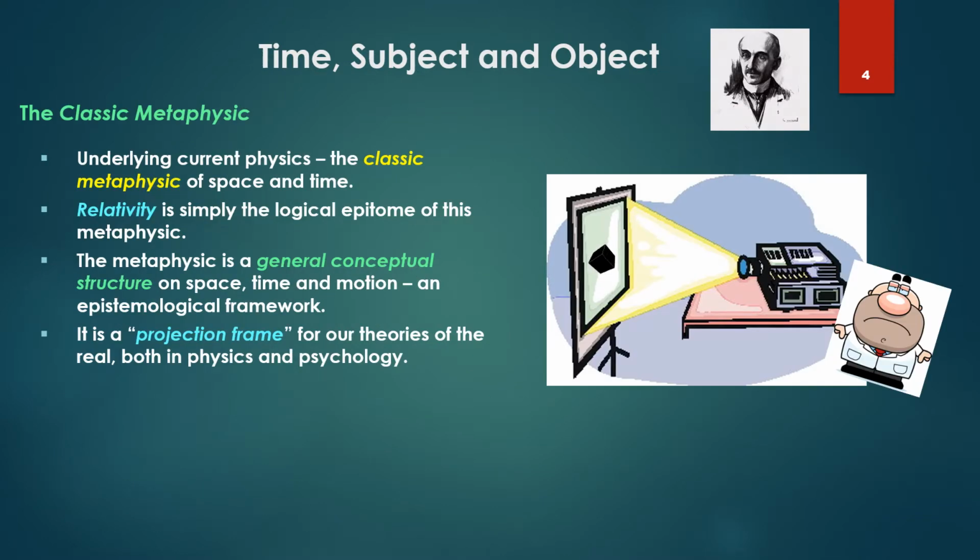So first we have to understand the classic metaphysic. This is essential. Underlying current physics is the classic metaphysic of space and time. Relativity should be understood as simply the logical epitome of this metaphysic. The metaphysic is a general conceptual structure on space, time, and motion. It's an epistemological framework, so to speak. It is a projection frame, shall we say, for our theories of the real, both in physics and psychology.